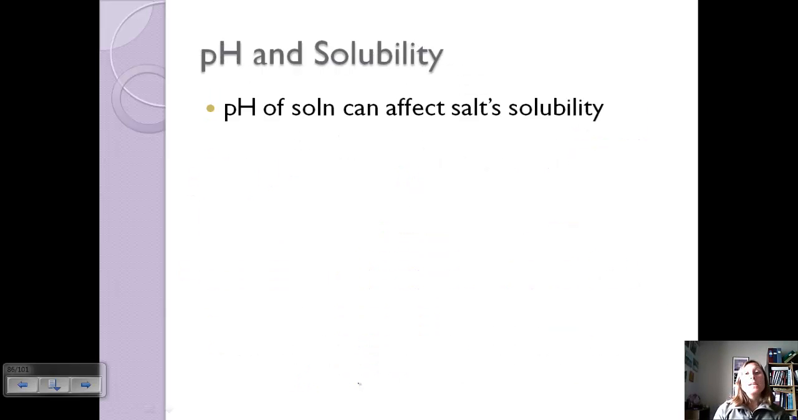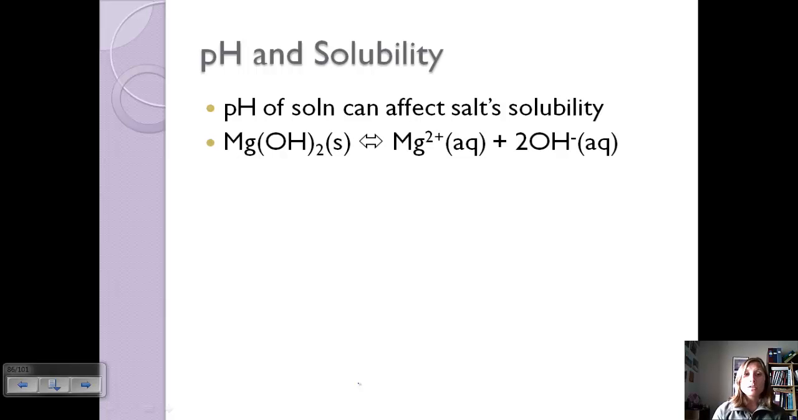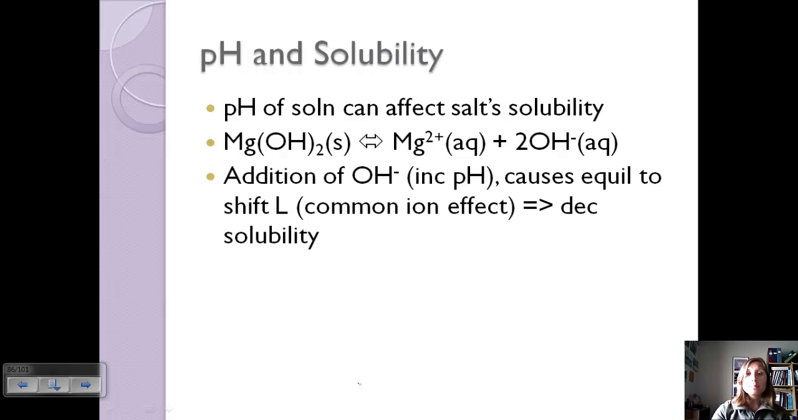Let's look at how pH affects solubility. So we looked at common ions, now let's look at pH. pH of a solution can also affect the salt solubility. So we have magnesium hydroxide, and that's breaking down into our magnesium and our OH minus. If we add OH minus, then we're increasing the pH because it causes the equilibrium to shift less, due to that common ion effect, because we have an OH already present, and if we're adding more, it's going to shift in the direction of the solid.